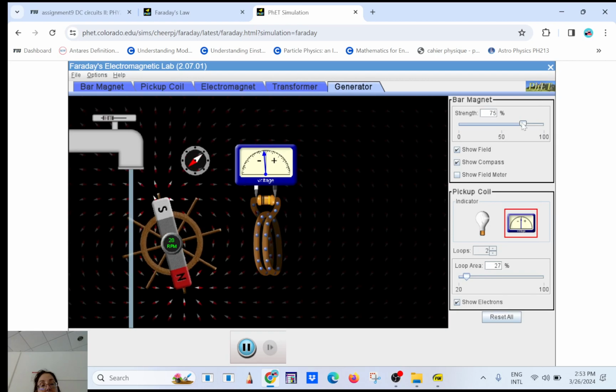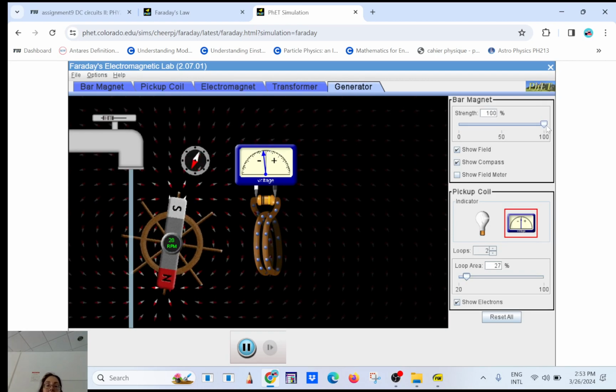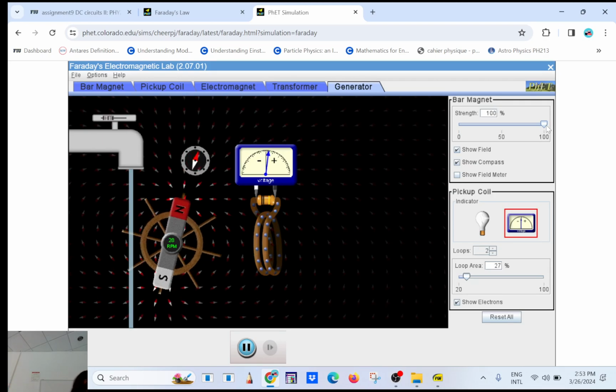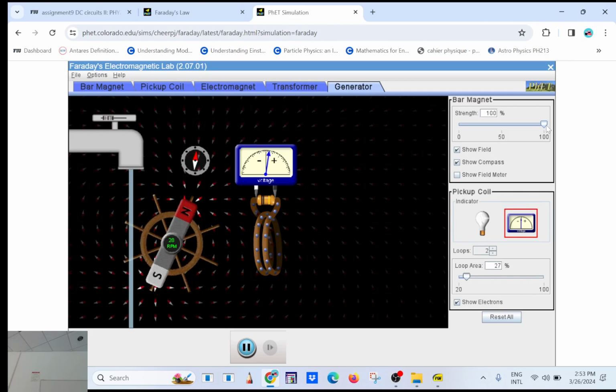Okay, I can make the field stronger. So let's go to demo.